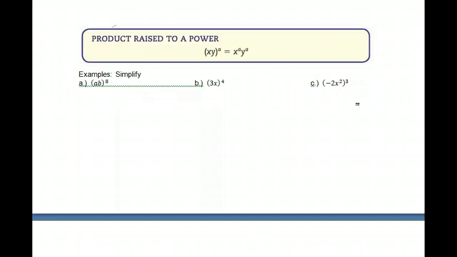The next concept is raising a product to a power. This rule tells us that if I have more than one item inside my parenthesis, I am going to be raising everything in that product to that power. So I have A to the 8th, B to the 8th. Letter B, I have the product of 3x being raised to the 4th. So that is going to become 3 to the 4th, x to the 4th. You would then want to evaluate 3 to the 4th and make that 81 x to the 4th.